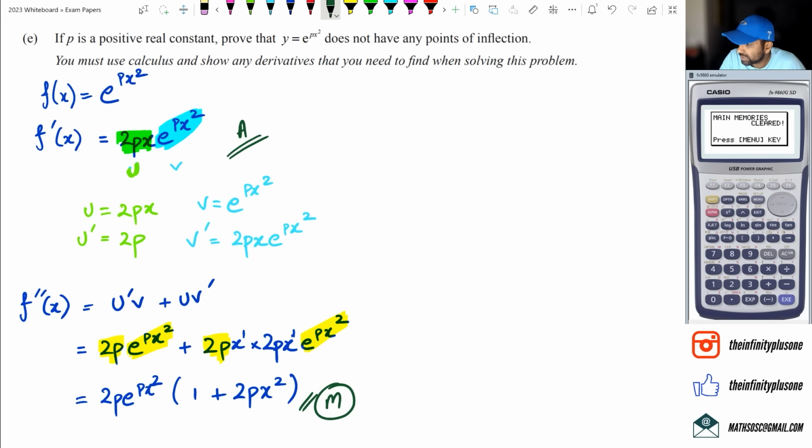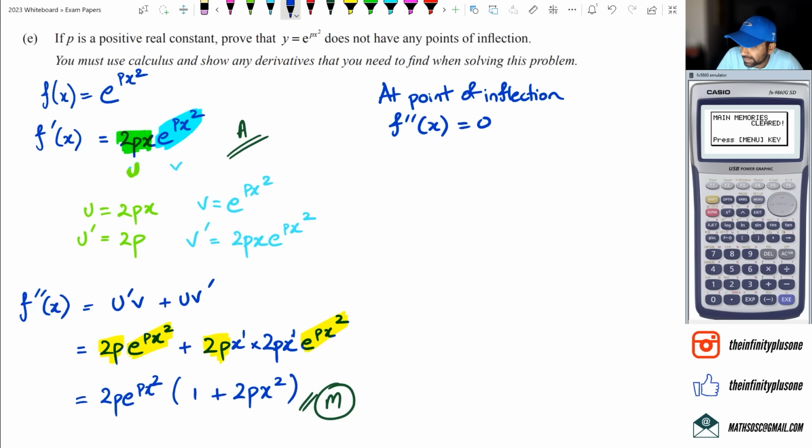Now we're going to go into the excellence part. That actually says that it proved that it doesn't have any points of inflection. That basically means we want to see whether f double dash of x is going to be 0 at some point, because that's what a point of inflection is. So we can say at a point of inflection, f double dash of x is equal to 0.